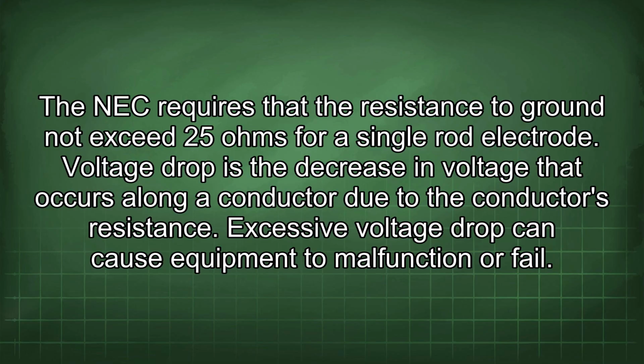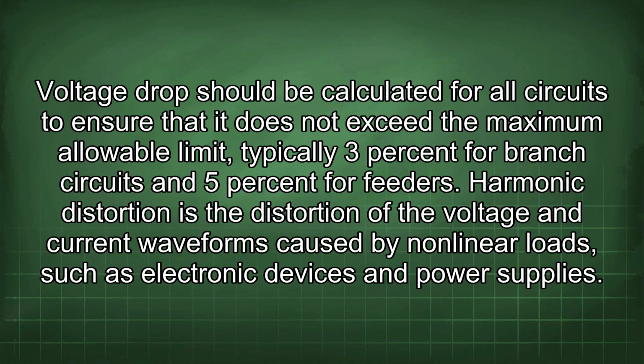Voltage drop is the decrease in voltage that occurs along a conductor due to the conductor's resistance. Excessive voltage drop can cause equipment to malfunction or fail. Voltage drop should be calculated for all circuits to ensure that it does not exceed the maximum allowable limit, typically 3% for branch circuits and 5% for feeders.